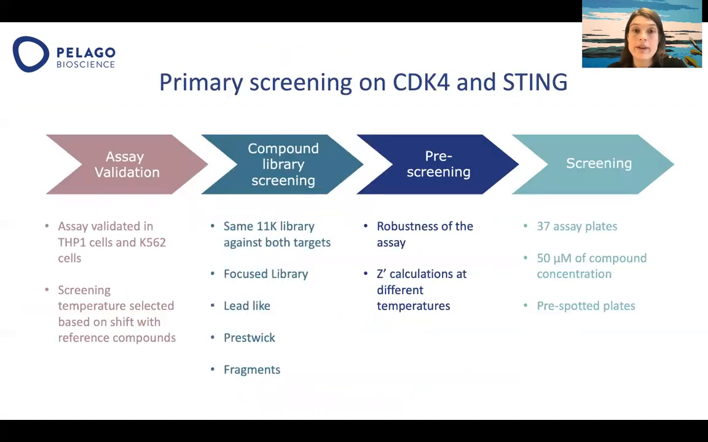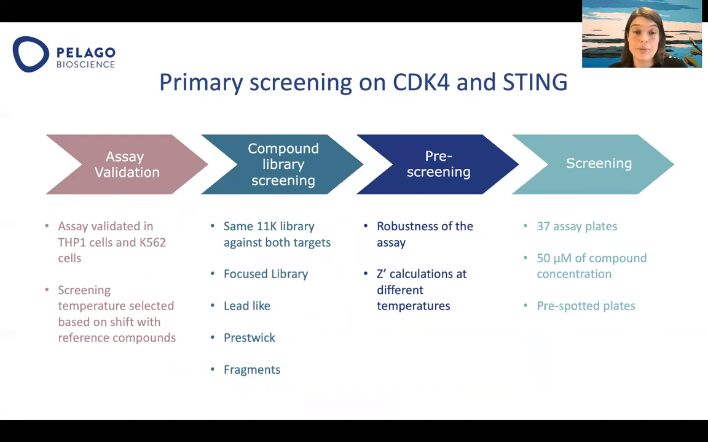At Pelago, we have done a primary screen on CDK4 and STING. We validated this assay in THP1 and K562 cells. And from the validation, we could select a screening temperature based on the shift of reference compounds. We screened the library of 11,000 compounds. It was the same library against both targets.